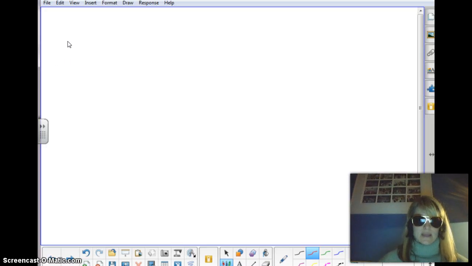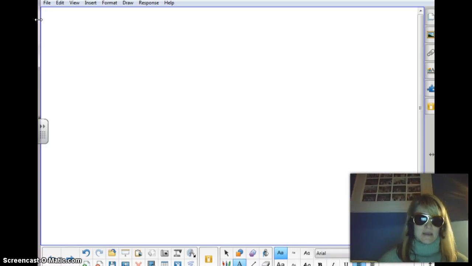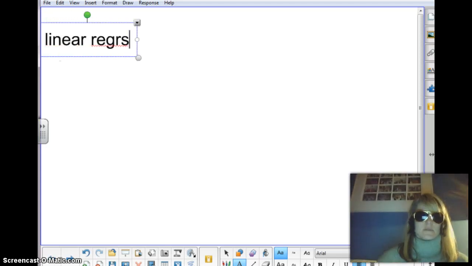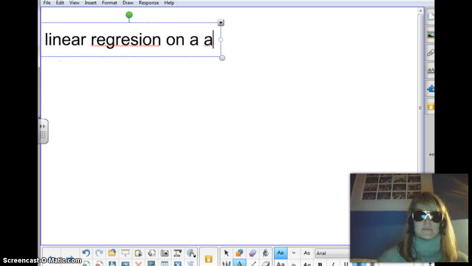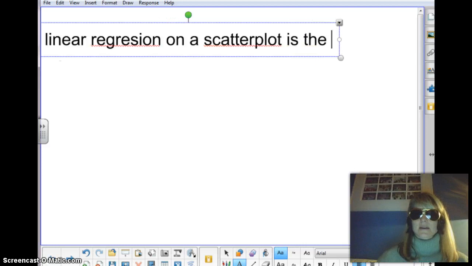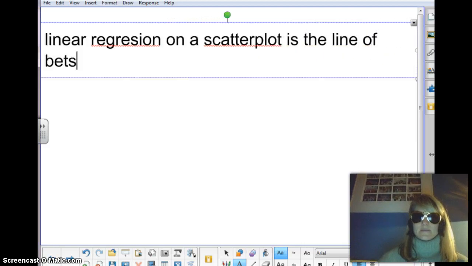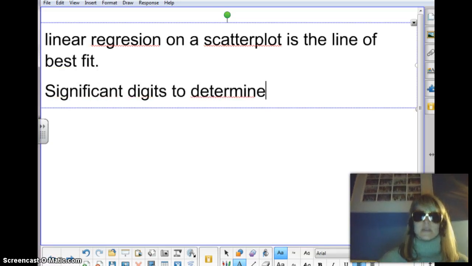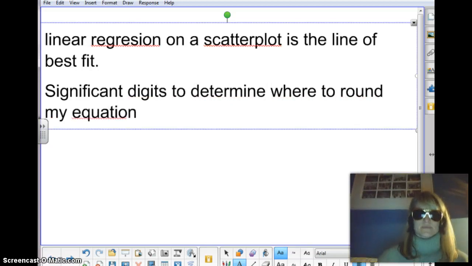So my linear regression in a scatter plot is the line of best fit. That's what I'm finding. We use significant digits to determine where to round my equation.